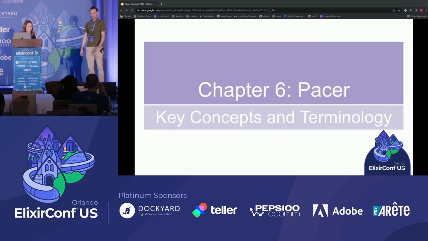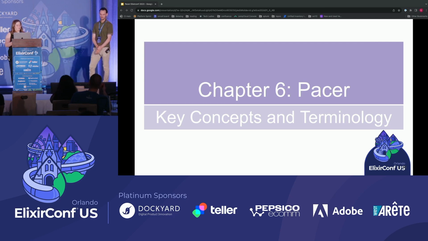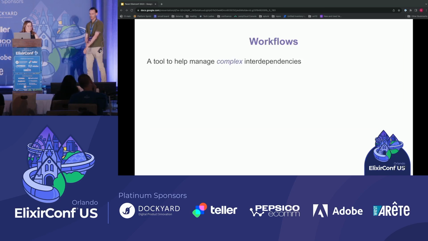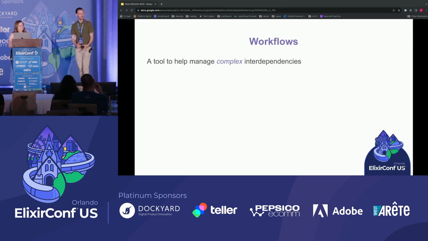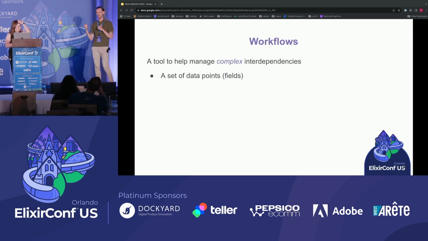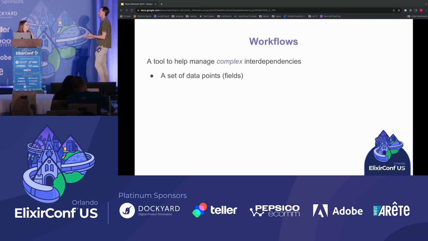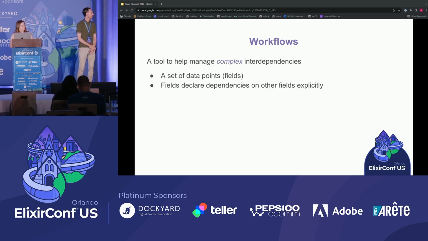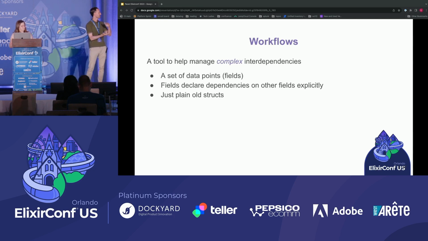All right. So now that we've introduced you to it, let's go over some key concepts and terminology, what we have the options to do. So workflows are intended to help you manage complex workflows. For the example that we just saw with 2 fields, you probably don't need this. This is more intended for things where you have maybe dozens, hundreds, even thousands of data points where there's interdependencies between the data points that are available there. So a workflow is just a set of data points or fields where the fields declare the dependencies on the other data points in that same graph, and they do that explicitly.